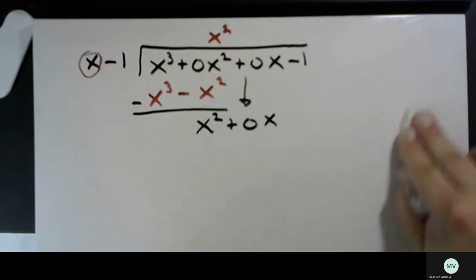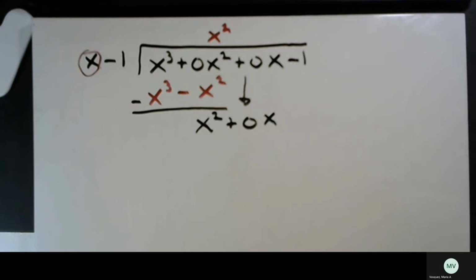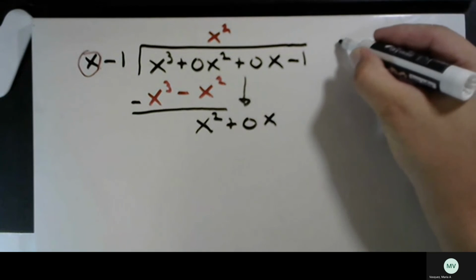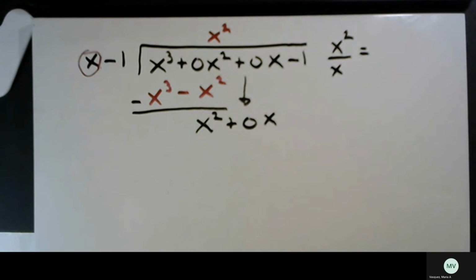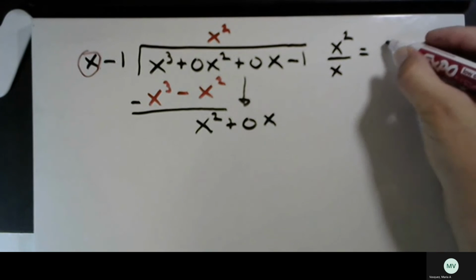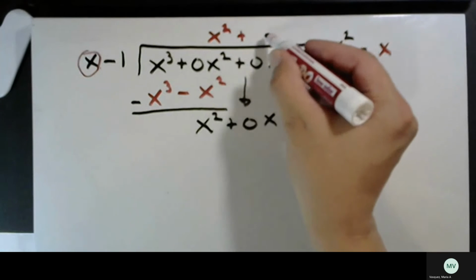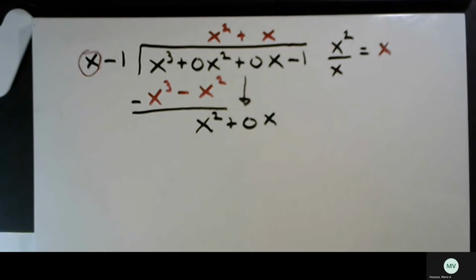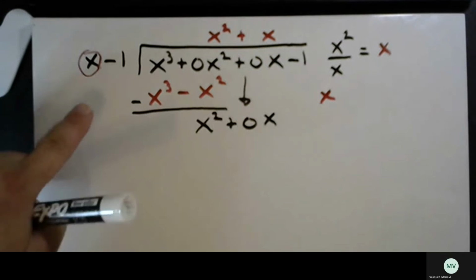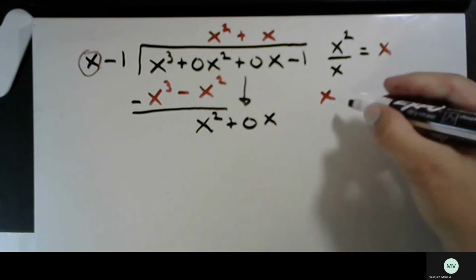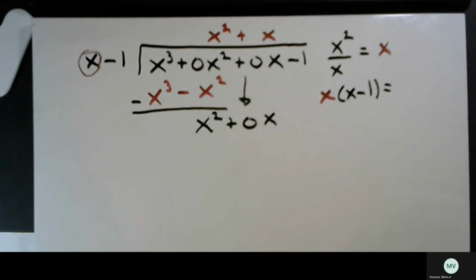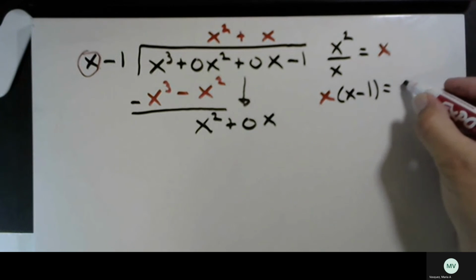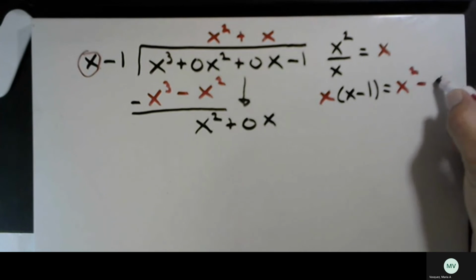No. All right. So now we're going to repeat the same process. X will go into x squared. And that gives you x. Now again, we'll take this x, multiply it to the divisor, and if we distribute, we'll get x squared minus x.